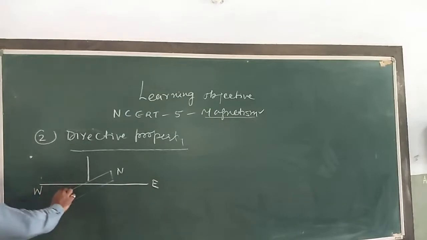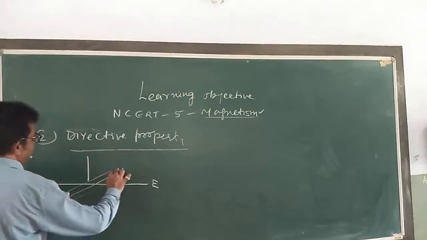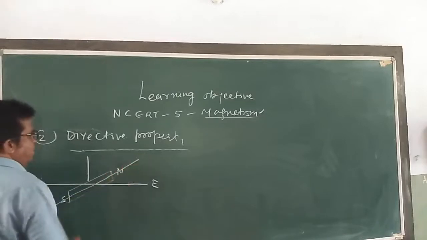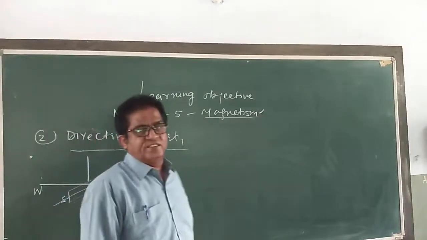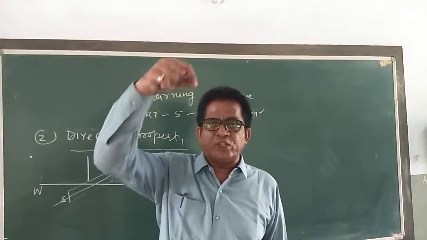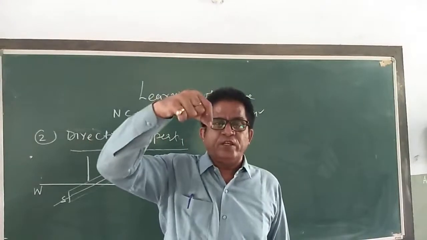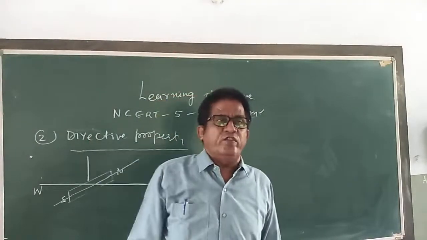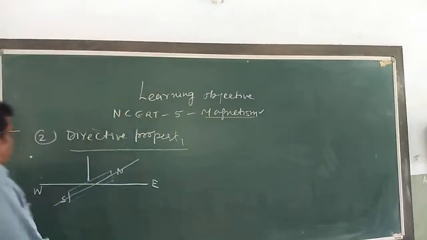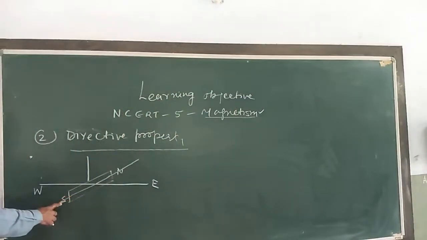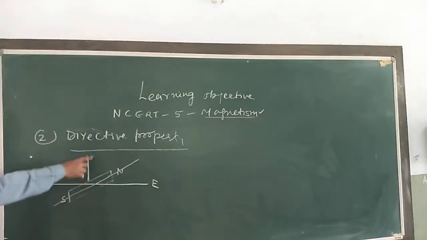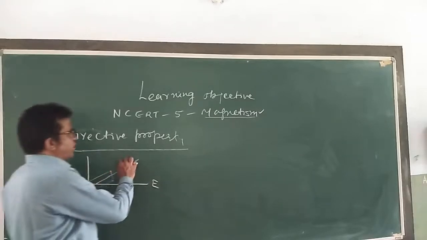So this line in which the magnet is there is called the magnetic meridian. If the magnet is suspended with a thread, it will automatically go in the direction north and south. When the magnet is suspended, its length becomes parallel to the north-south direction. That is a very important property.